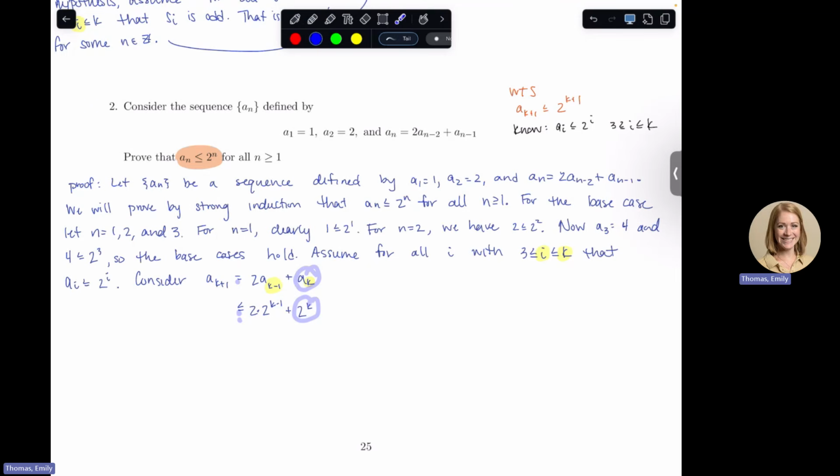Okay, what is 2 times 2 to the k minus 1? This is a 1. When you multiply like bases, you add the exponents, so this would be 2 to the k. This is also 2 to the k. That's 2 copies of 2 to the k. And what is that? It is 2 to the k plus 1, which is the thing we were trying to show.